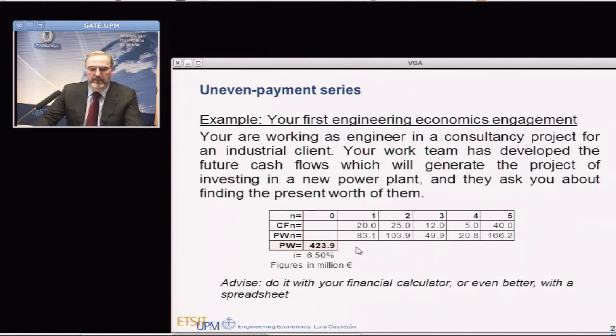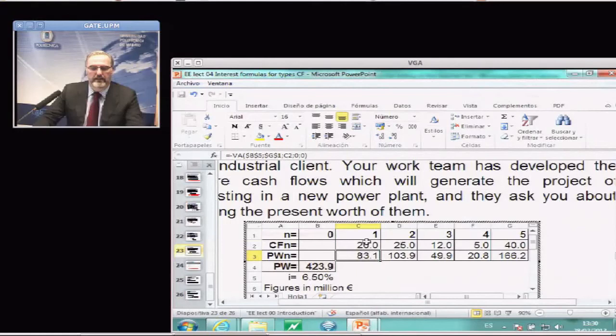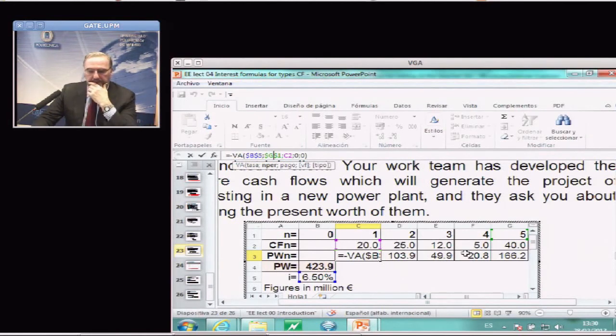Let me see what happened here, because this number I don't like. This is the PV, and then the number of periods 1, G1. No, I think this exercise is wrong. C2 payment.